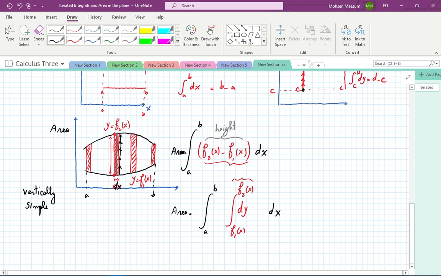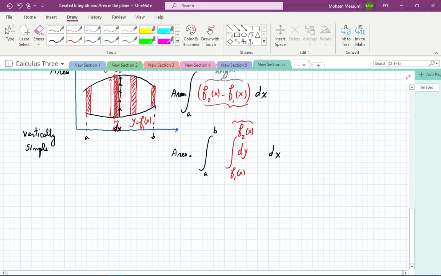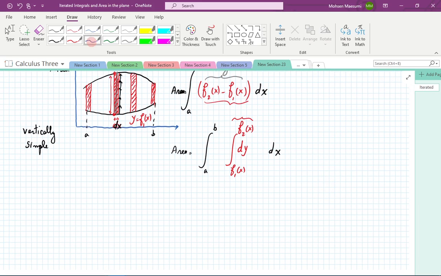So in this kind of graph, which we call vertically simple, our strips are going in a vertical direction. We have the integral of dy to go in a vertical direction first, and then the integral with respect to x, which means we are sweeping from left to right. Let's repeat this whole thing all over again, as a matter of practice. Let me redraw this thing again.